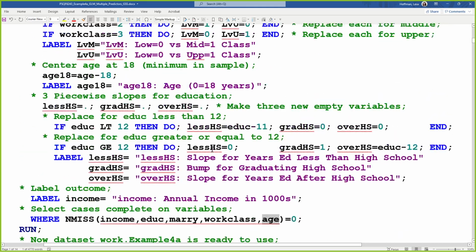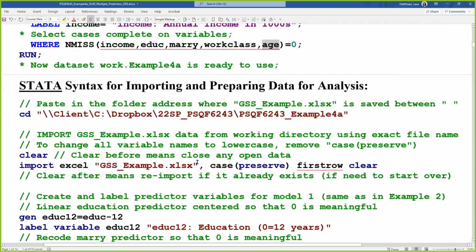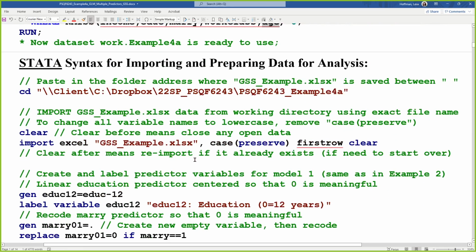Okay, so most of this should look reasonably familiar. Any questions from the SAS folks? No? All right, Stata folks on the next page.